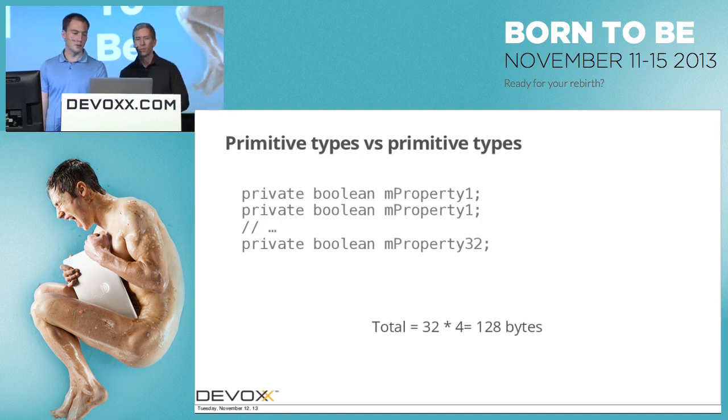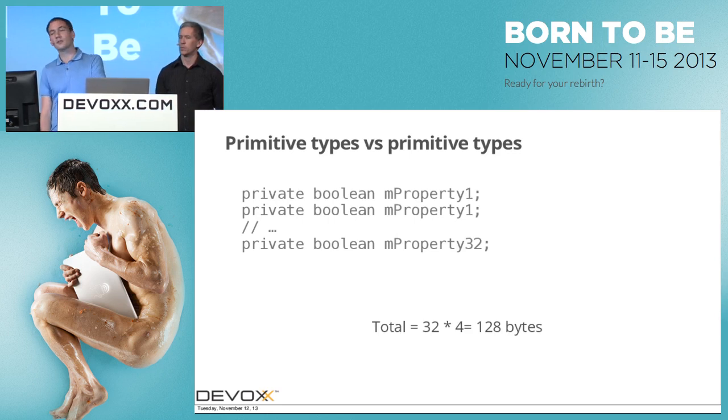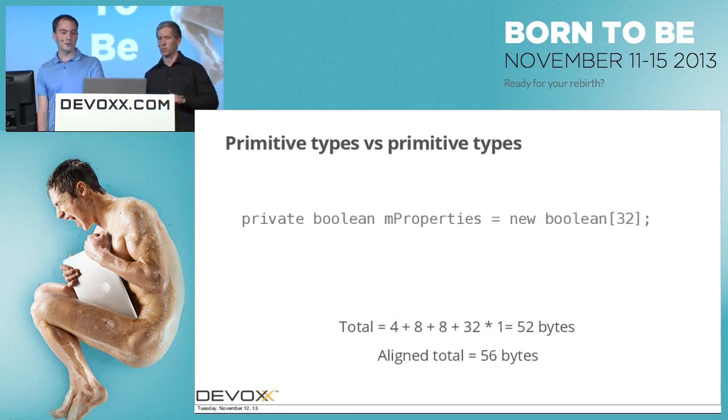And it's the math that shows you why it can be useful. So imagine that you have a class that has 32 booleans. And I've seen classes with way more than that, like Chet just mentioned. So the 32 booleans would use up 128 bytes of RAM. By itself, 128 bytes is not that much, but if you start creating hundreds or thousands of instances of that class, you're going to start using quite a bit of RAM. A solution, instead of using 32 different fields, you could use an array of booleans, which is going to consume only 56 bytes of memory instead of 128. So it's about half the size.